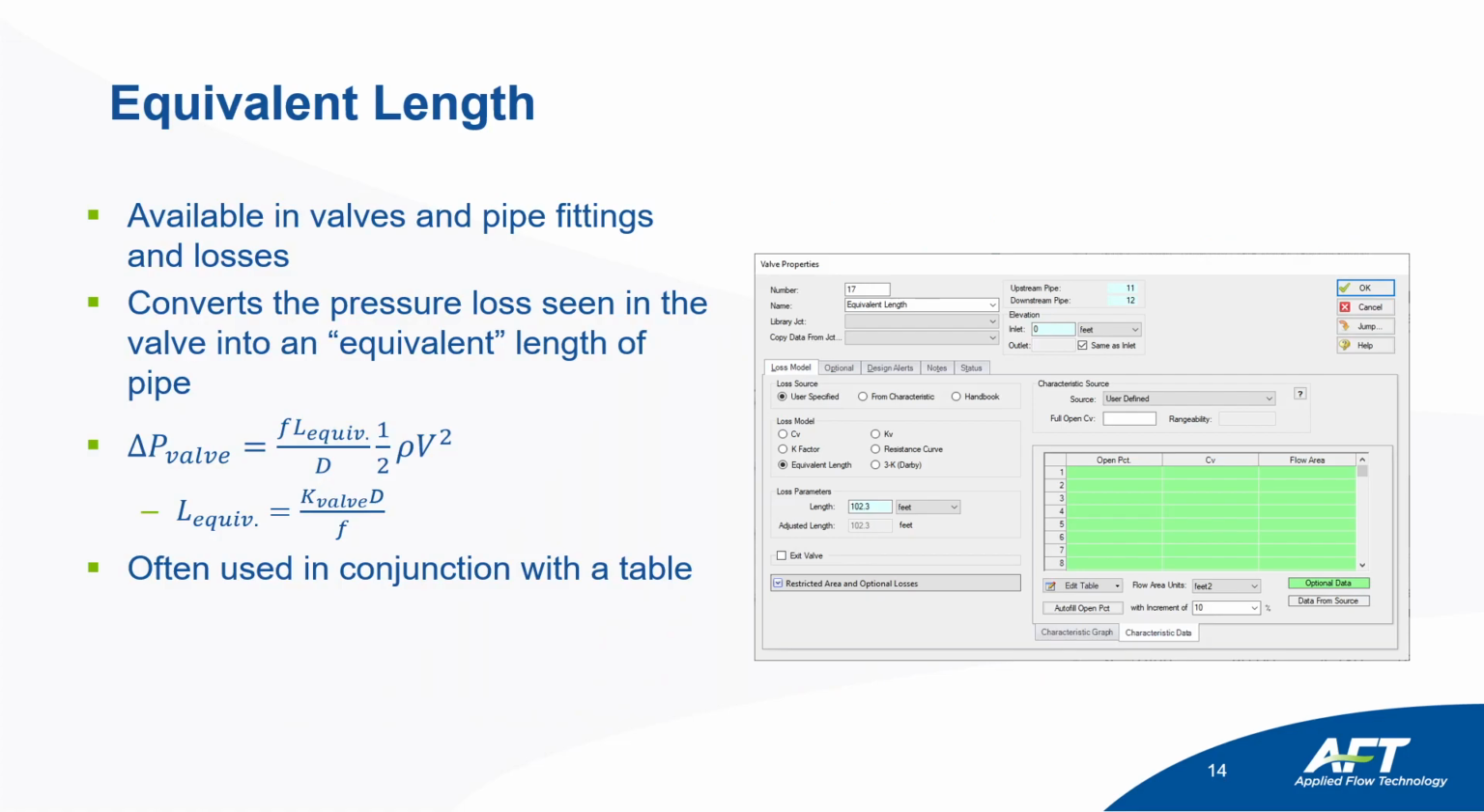Equivalent lengths. These are a very interesting one. They're going to be available in valves and pipe fittings and losses. They're going to convert the pressure loss that would be seen in that valve or fitting into an equivalent length of pipe. So if it takes 50 feet of pipe to equal the pressure drop, that is your equivalent length. Here are the equations for you if you wanted to look at them, but often these are used in conjunction with a table. A table already has the equivalent lengths for particular valves or fittings already predetermined and generalized for you.